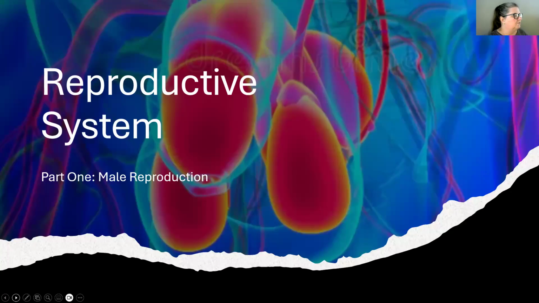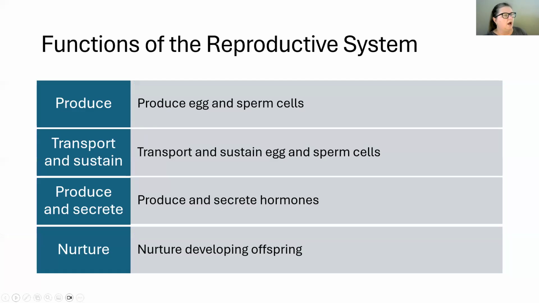We're here for another installment in our anatomy and physiology series, and today we are going to talk about the reproductive system. This will be a two-part video, and our first part will be male reproduction. So let's go ahead and jump right into that. Okay, so male reproduction.